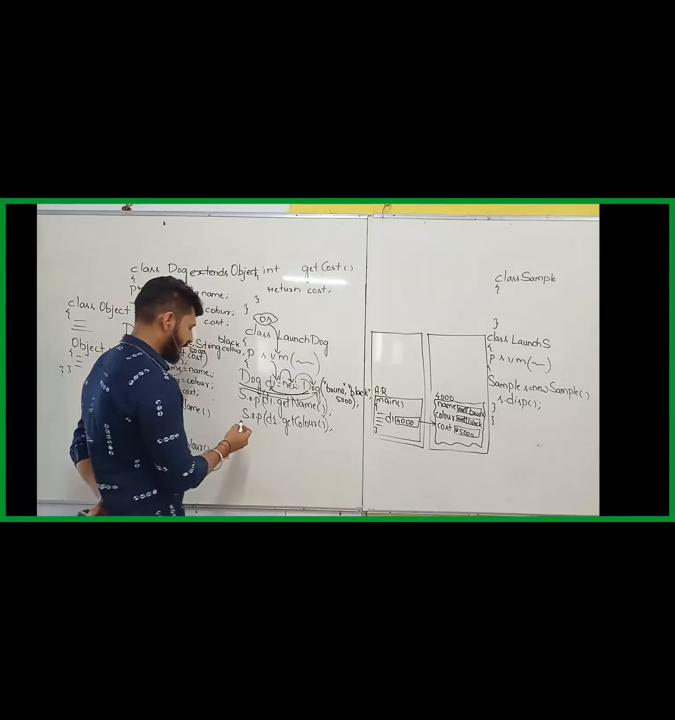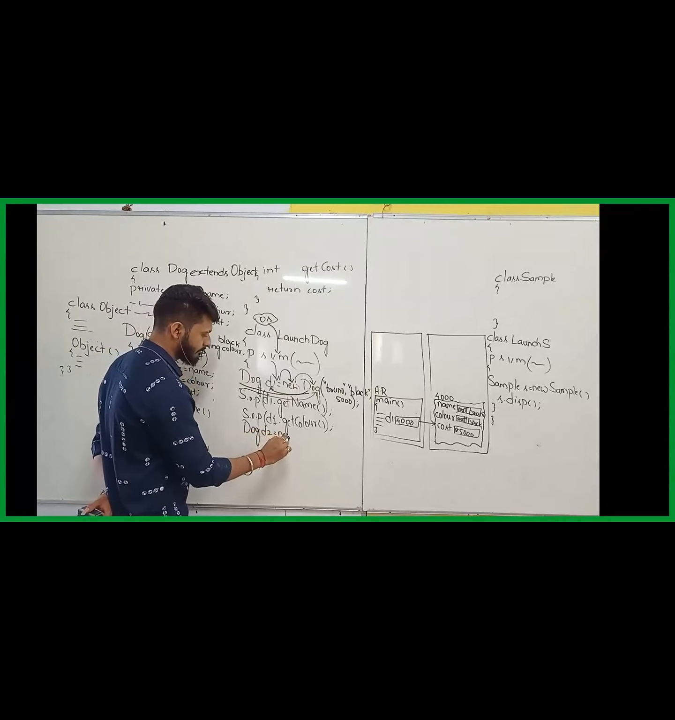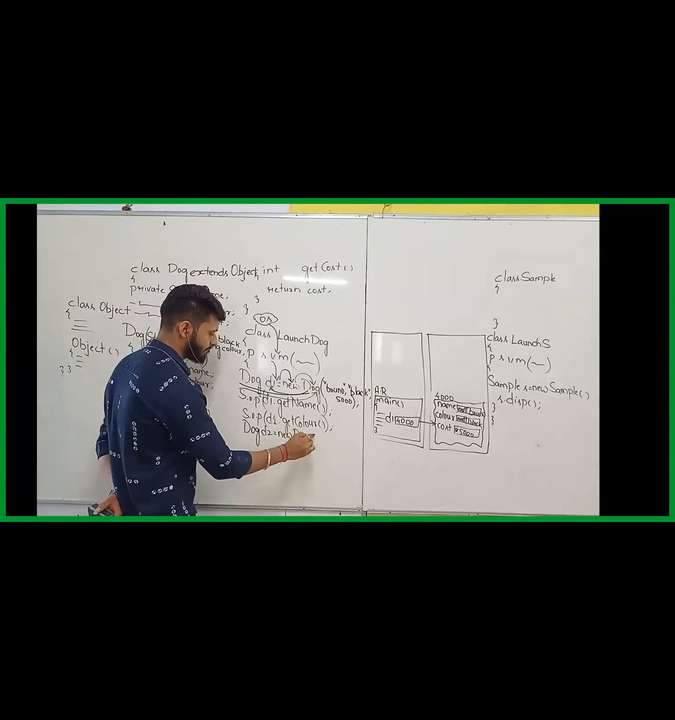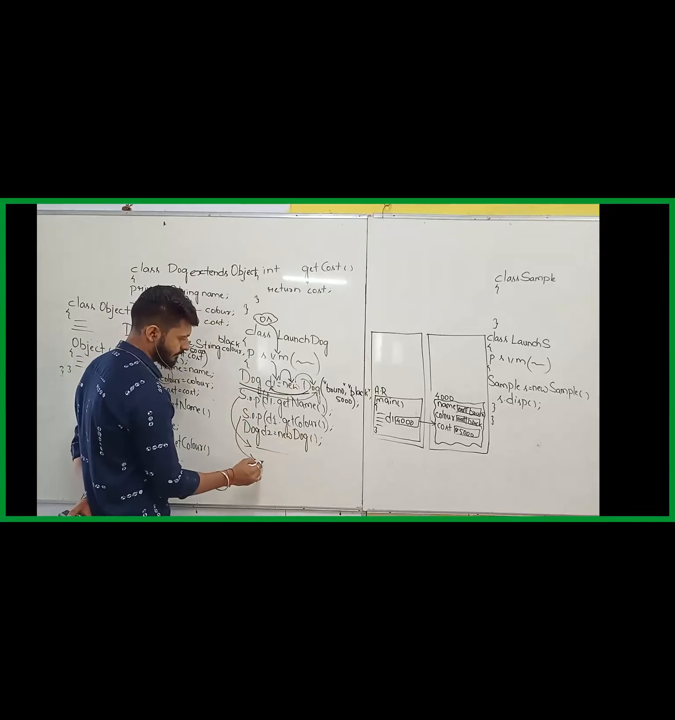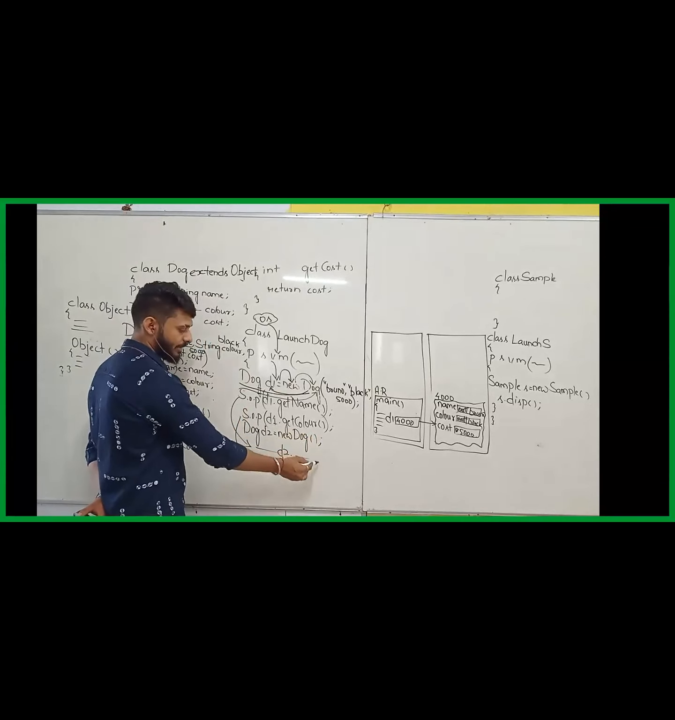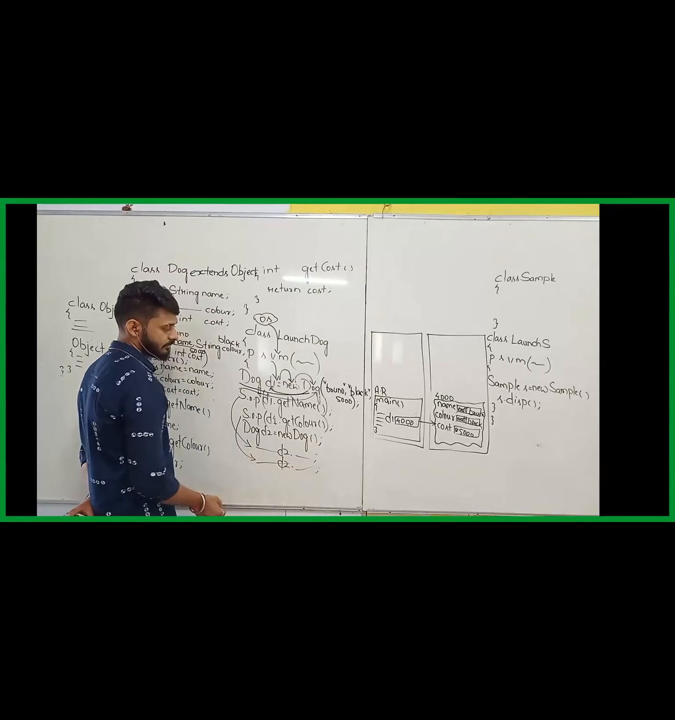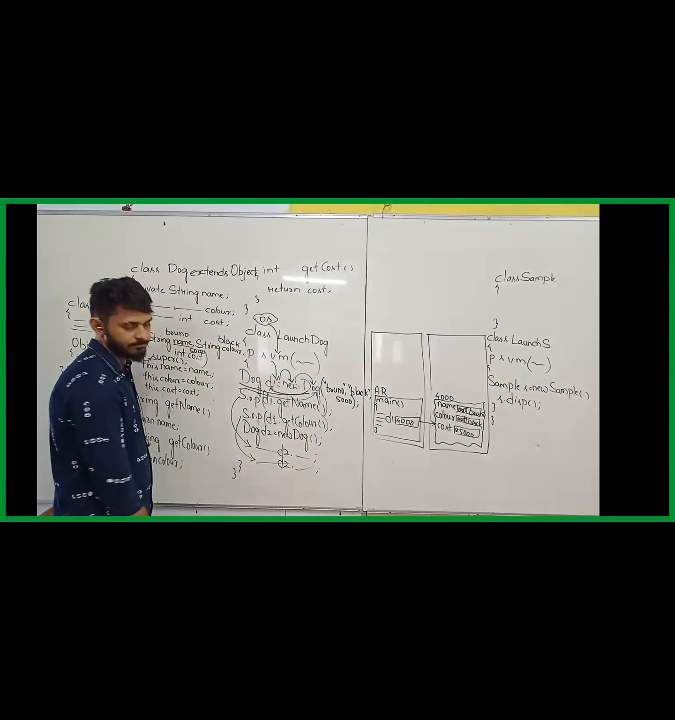Next, what? If you ask me, dog type, new dog, but here what do I write? D2 dot. Here also. Next, what? Same means what? Get name, get color. Clear? Here, see the output of this program.